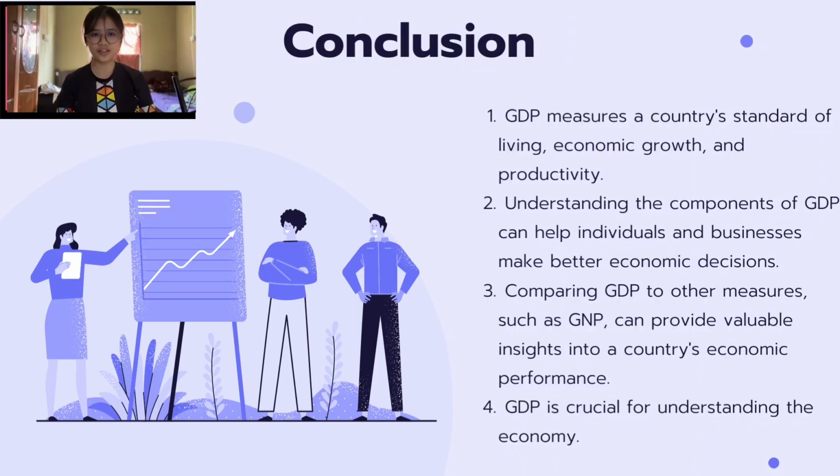So, what we can conclude from this presentation is that GDP measures a country's standard of living, economic growth, and productivity. Second, understanding the components of GDP can help individuals and businesses to make better economic decisions. Comparing GDP to other measures such as GNP can provide valuable insights into a country's economic performance. And the last one is GDP is crucial for understanding the economy.